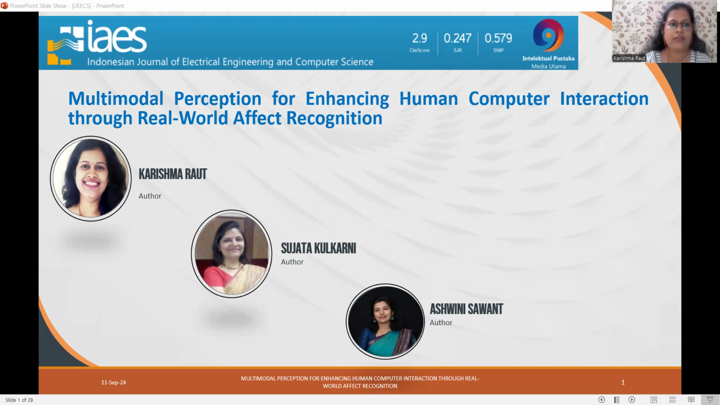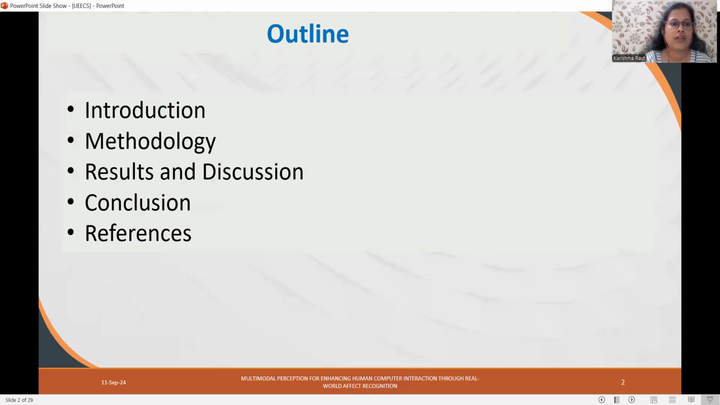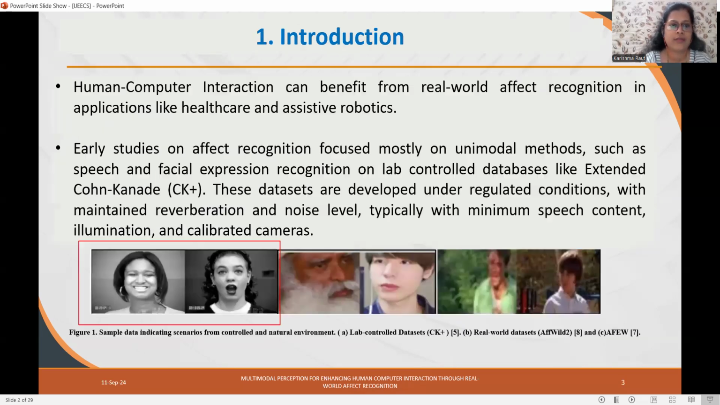The outline of the presentation is introduction, methodology, results and discussion, conclusion and references. Affect recognition with artificial intelligence and machine learning techniques has shown tremendous application in assistive robotics, healthcare, and security. Humans use different modalities to express their emotions, like face, speech, and body gestures.